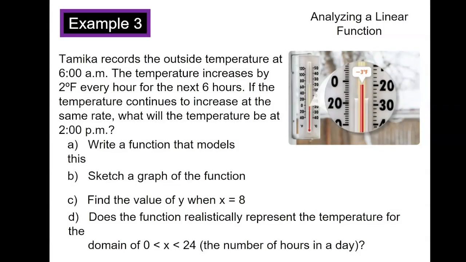Example 3. Tamika records the outside temperature at 6 a.m. The temperature increases by 2 degrees Fahrenheit every hour for the next 6 hours. If the temperature continues to increase at the same rate, what will the temperature be at 2 p.m.?